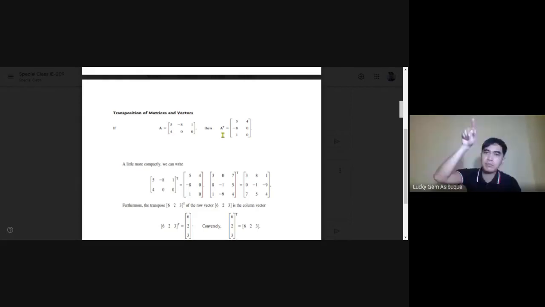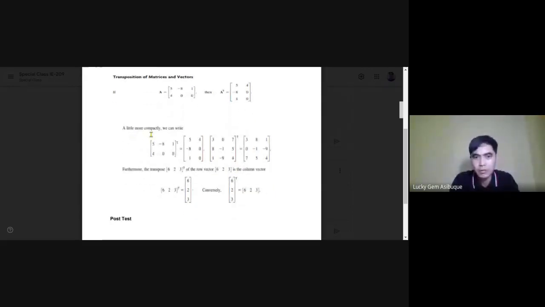Ayan, ito daw yung matrix A. So, transposition of matrices and vectors. Tatranspose natin siya. Kaya napansin nyo, ayan yung sign niya, guys. A, tapos raised to T. Kumbaga, transpose ng A. So, yung rows niya, pansin nyo, ginawa lang columns. Okay? Tapos, dito naman, kasi yung una kasi, guys, hindi siya square matrix. So, punta tayo sa may square matrix.